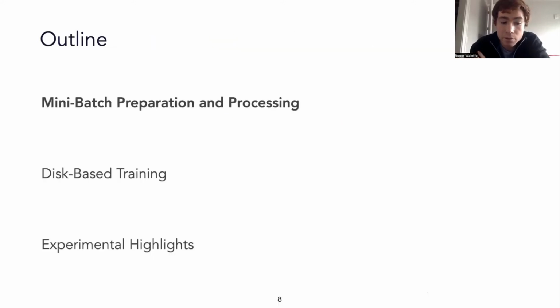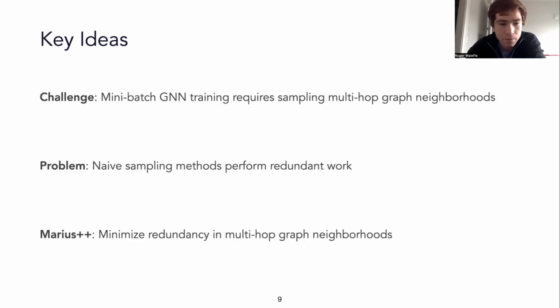And I'm going to start first with the challenge of mini-batch preparation and processing, and then we'll move on to disk storage. And then finally, I'll conclude today with some experimental highlights comparing the three systems. Now, before we get into the details of GNN mini-batch training, I want to highlight the key ideas to pay attention for in this section of the talk.